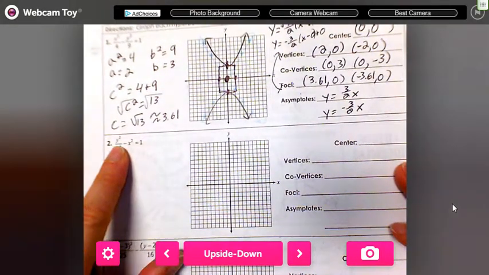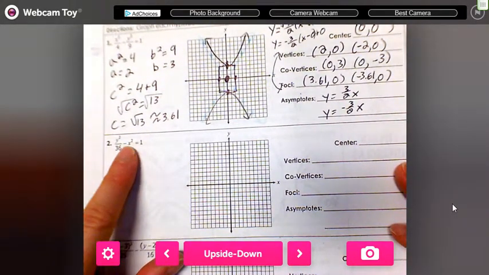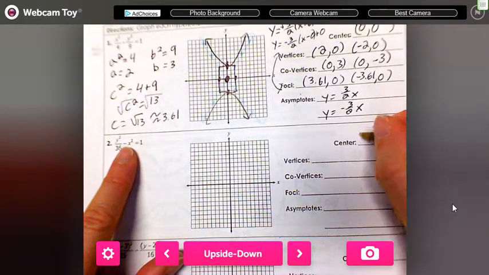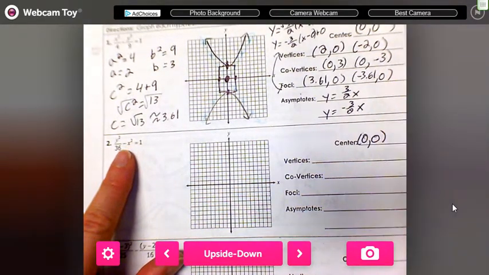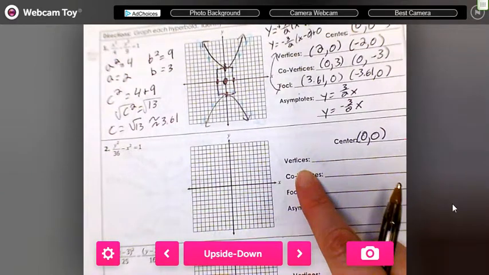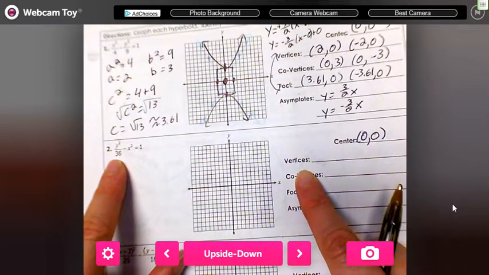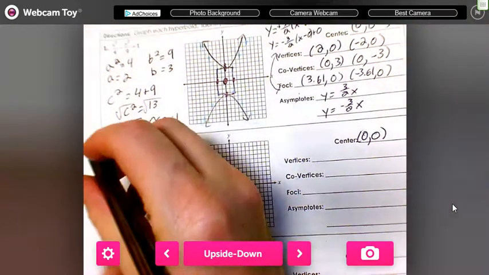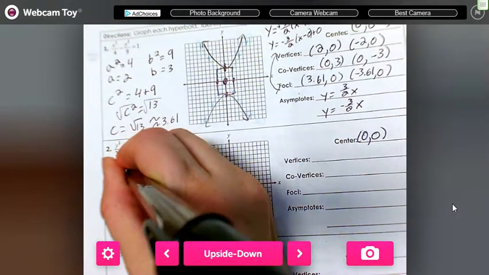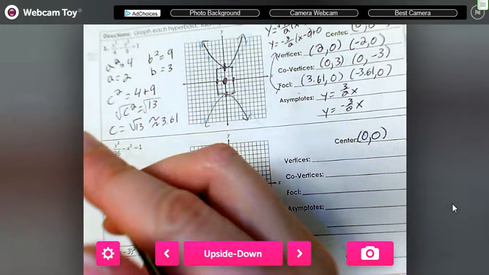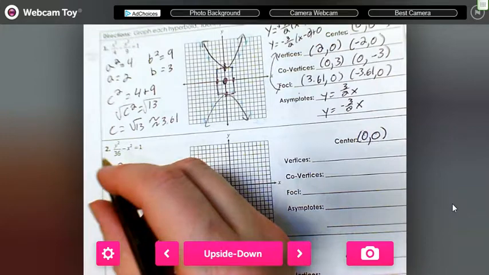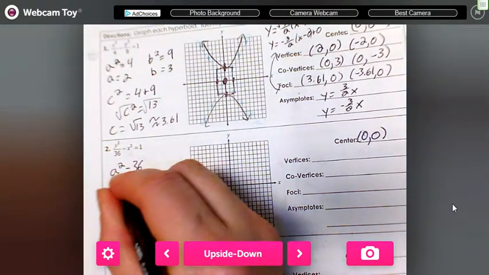Is anything being added to the y or the x's? No. So the center is? 0, 0. Good. Okay. Vertices are a little bit harder. Remember, vertices always come first. So if this is 36, a squared, please don't talk anymore unless you're answering my question. A squared equals 36, so what does a equal?